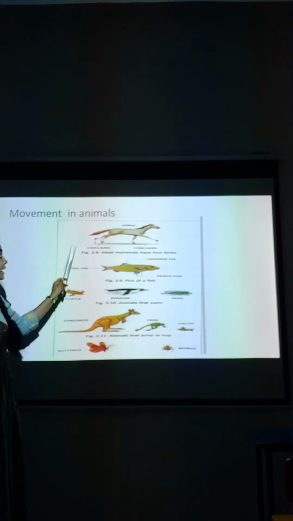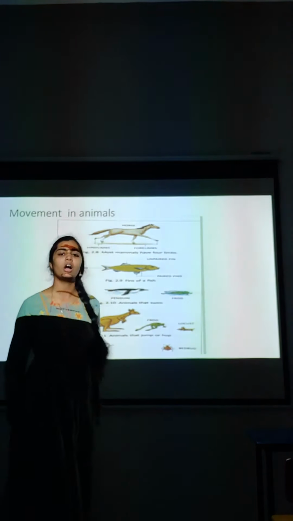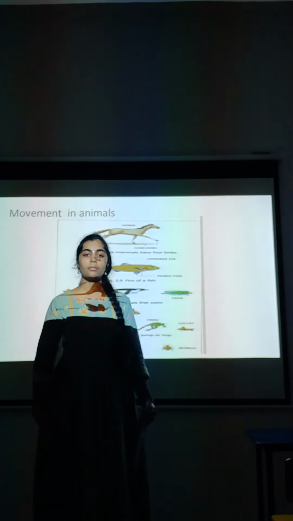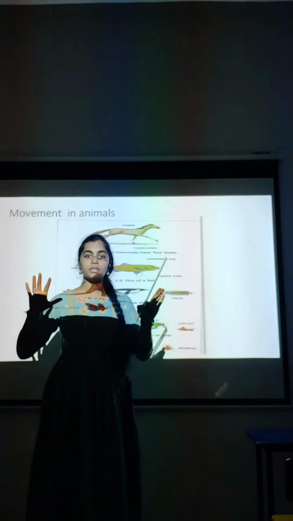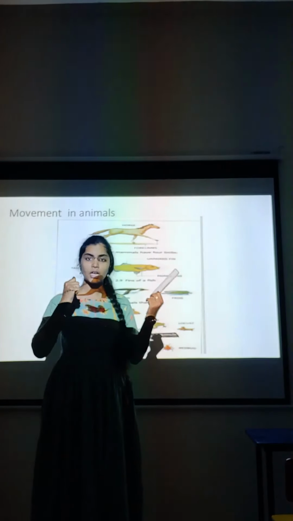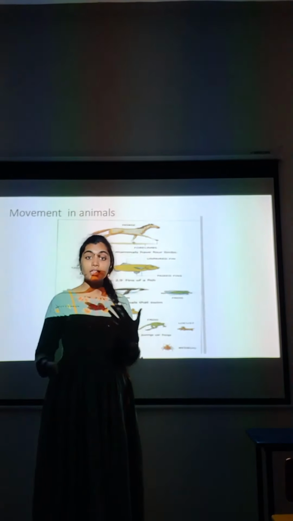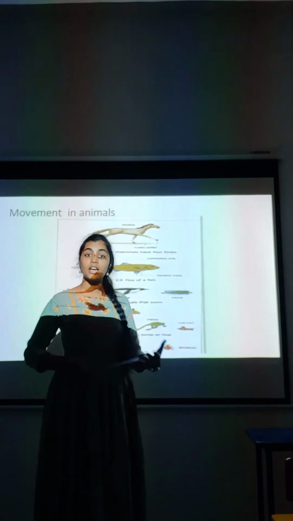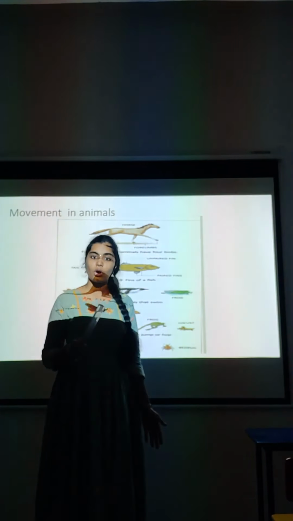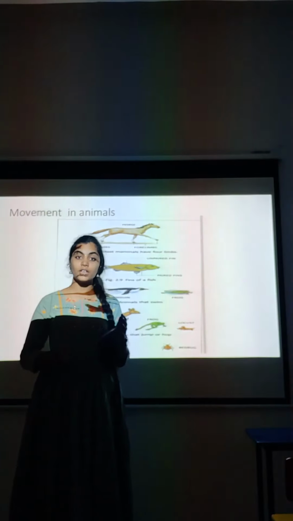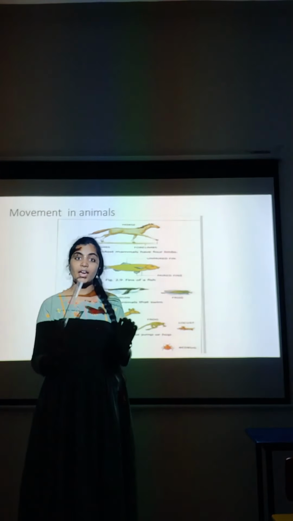Now, movement in animals. I already told you. How do we move? We move with the help of our legs. If you want to push, if you want to pull, if you want to take something, we use our hands with movements. Then, how do the other animals move? We have got a pair of limbs. So, every organism has got a pair of limbs.